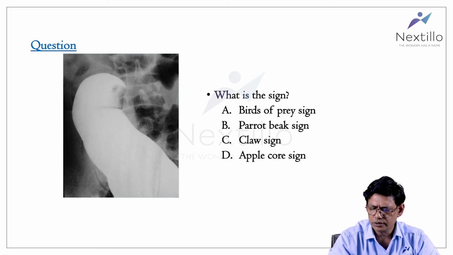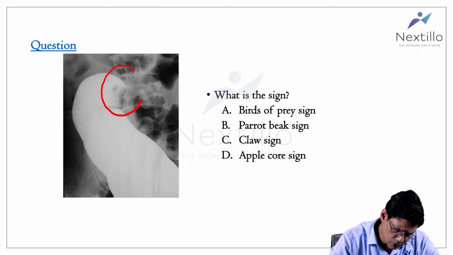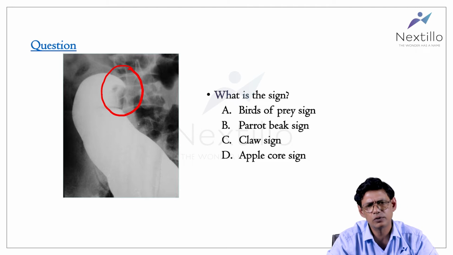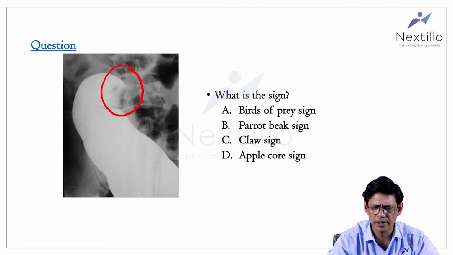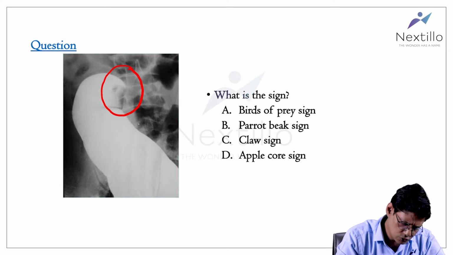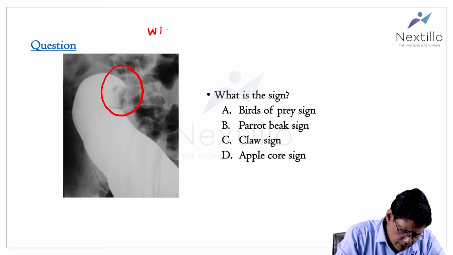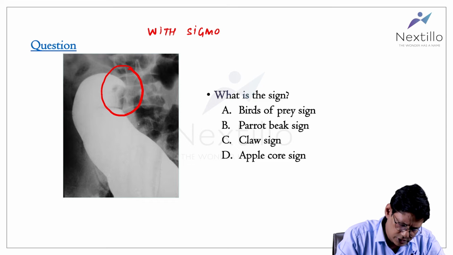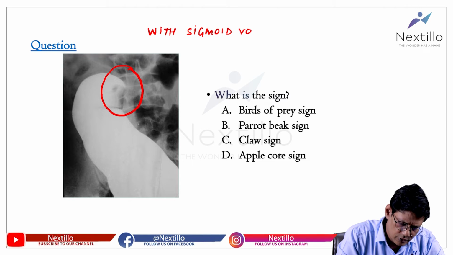Now for this picture, what is this? What is the sign? The sign is visible over here and looks like the beak of a carnivorous bird, and this is known as the birds of prey sign. Birds of prey sign is also seen with either the sigmoid volvulus or the cecal volvulus.